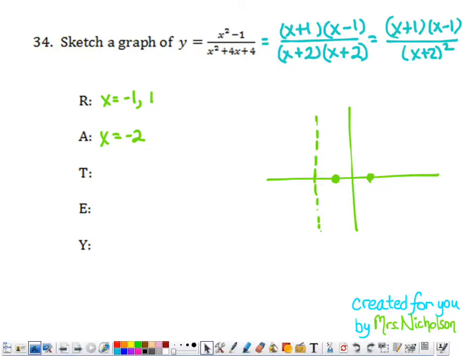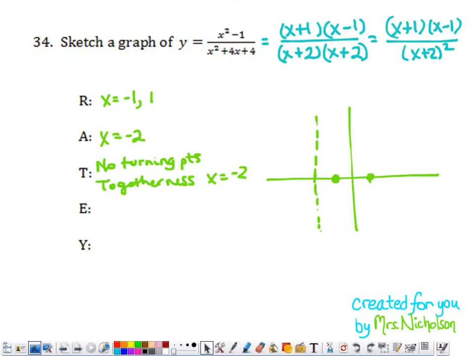Alright, next up is t. If we have anything squared in the numerator, we would have a turning point, but there's nothing squared in the numerator, so no turning points, no tangency. If we have something squared in the denominator, then we have togetherness, and that is true for this equation. We're going to have togetherness at x equals -2. So we need to remember that when we're sketching our graph.